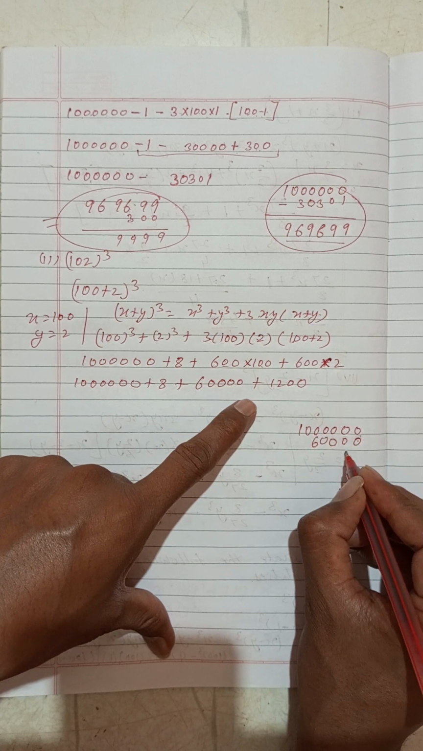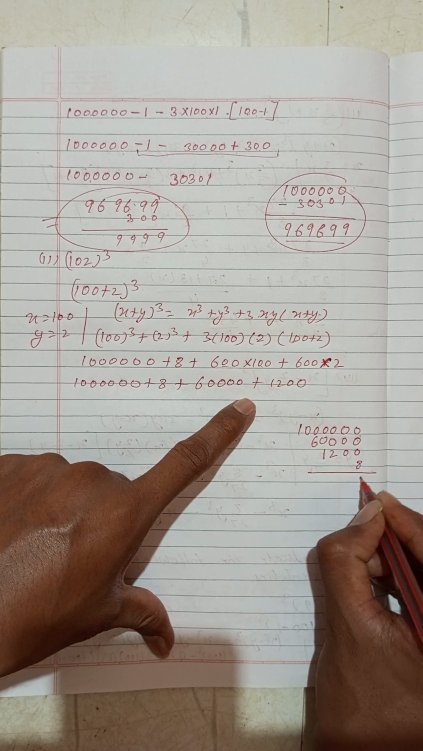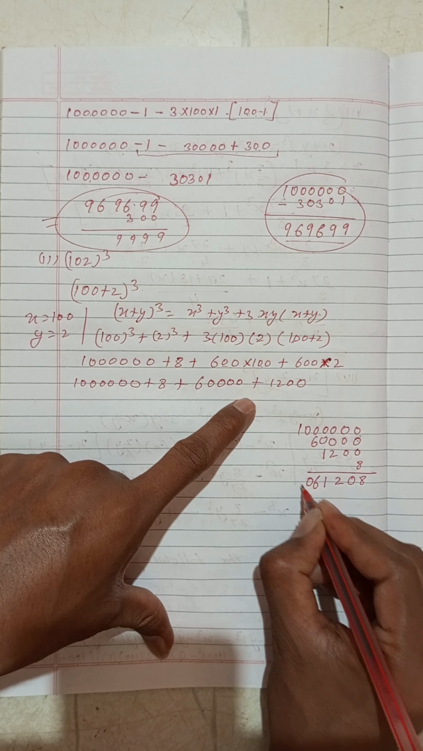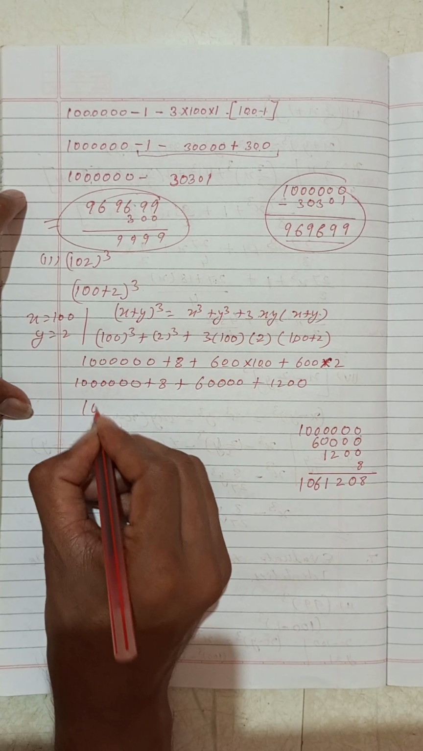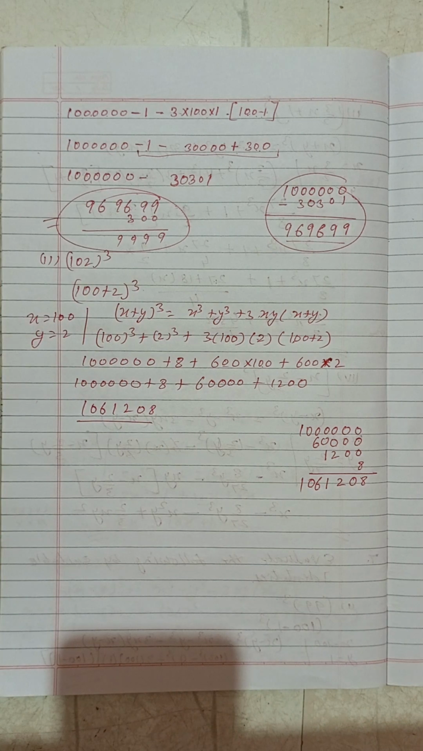then it will come the 1200, then 8, so it will become 8021601, and hence this is the answer, 1061208. This is the answer. Let's come back to that question only.